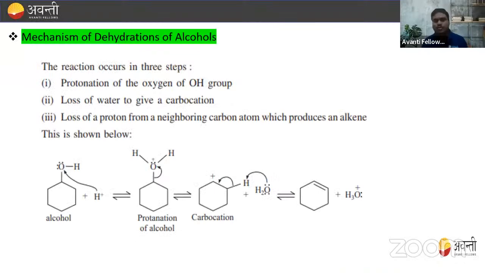Before starting the question practice session, let me quickly describe the mechanism of the dehydration of alcohol, because I observed that some questions come from this topic. So before going to the question part, let me explain the mechanism of dehydration of alcohol, and which of primary, secondary, tertiary alcohol is more reactive toward dehydration. So first of all, what is the mechanism of dehydration of alcohol? Okay, let me record the session.